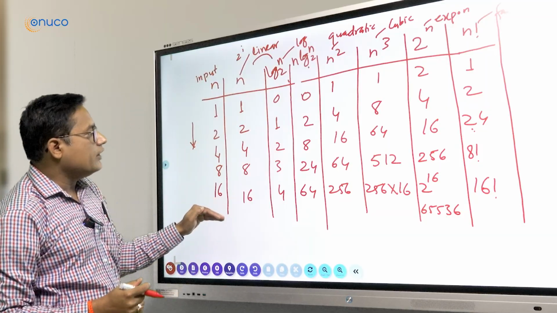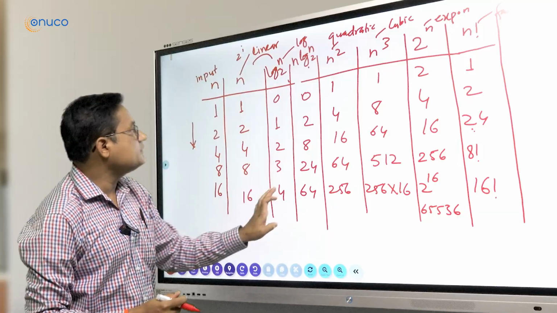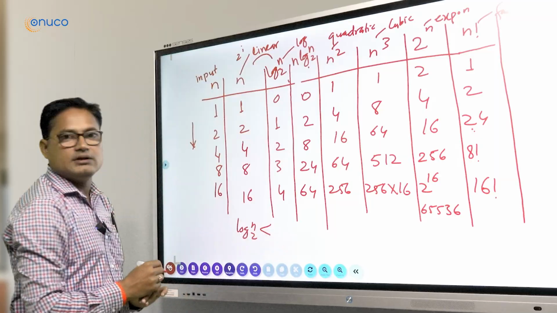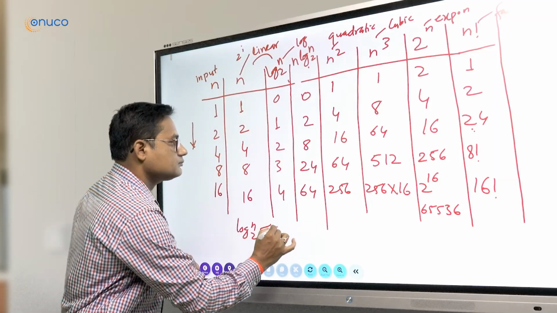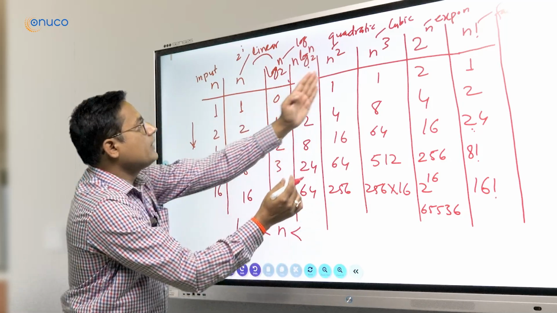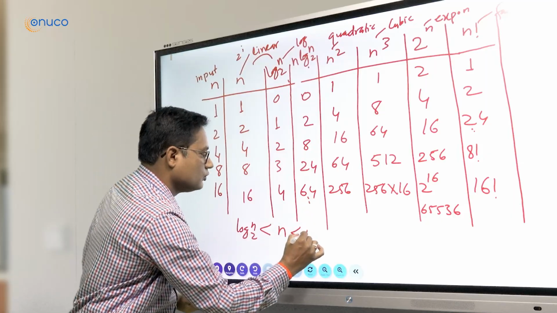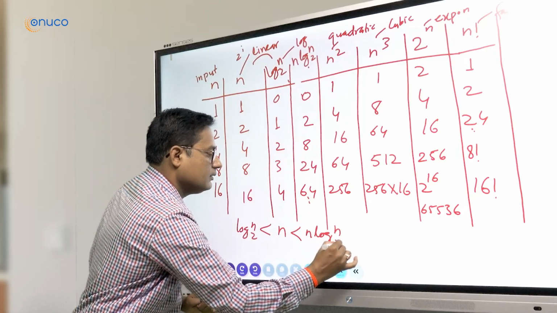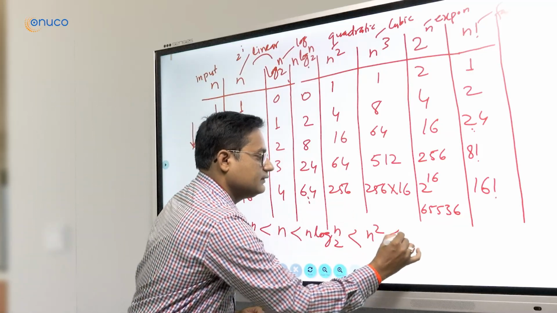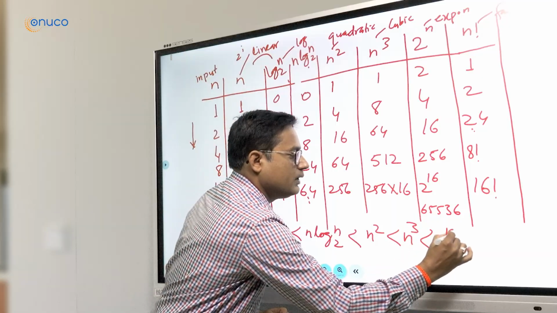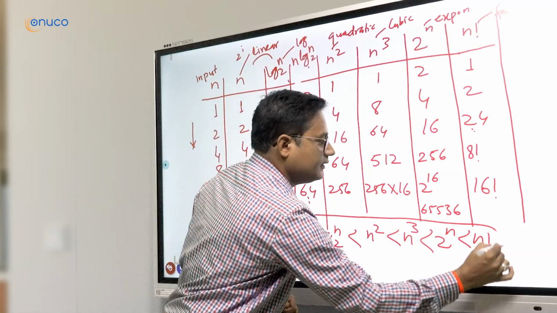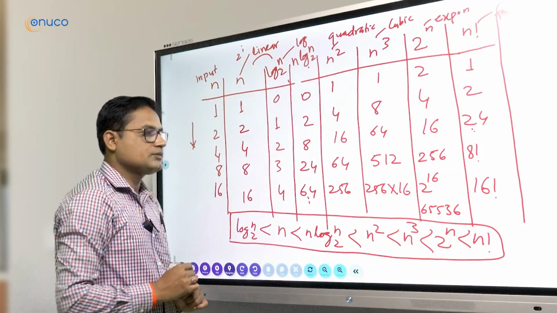Now we are going to write down the order. Which is having lesser order among these? Of course, log n base 2. So we write log n base 2 is lesser in complexity than n. Look, n log n and n square: n log n is having lesser order of growth. So we write n log n base 2. Next, n square. Thereafter, n cube. Then 2 power n, then n factorial. Remember, our programs will fall in this complexity.